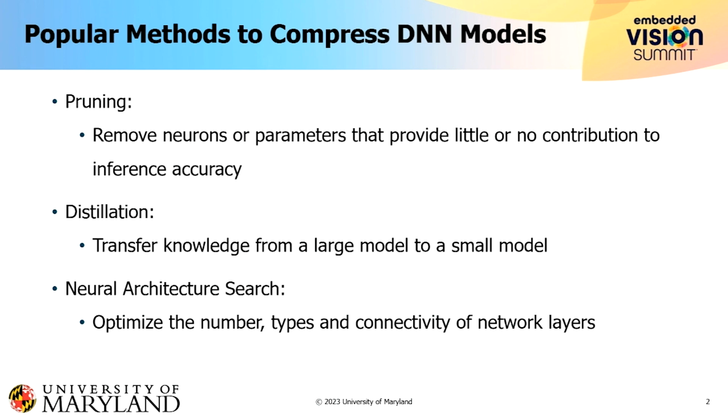But the primary emphasis is on pruning, where the goal is to strategically remove neurons or parameters from the network, and to do so in a way that has minimal impact on the accuracy. And it turns out that, in fact, we can often remove very large percentages of neurons and parameters with very little accuracy loss. And this can be very beneficial for embedded vision applications.